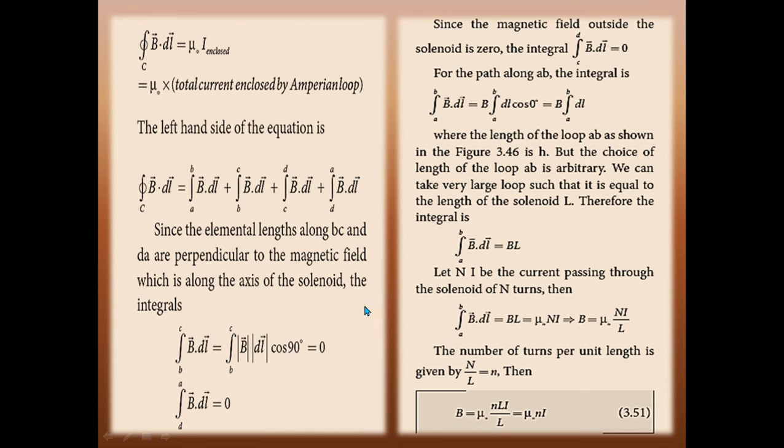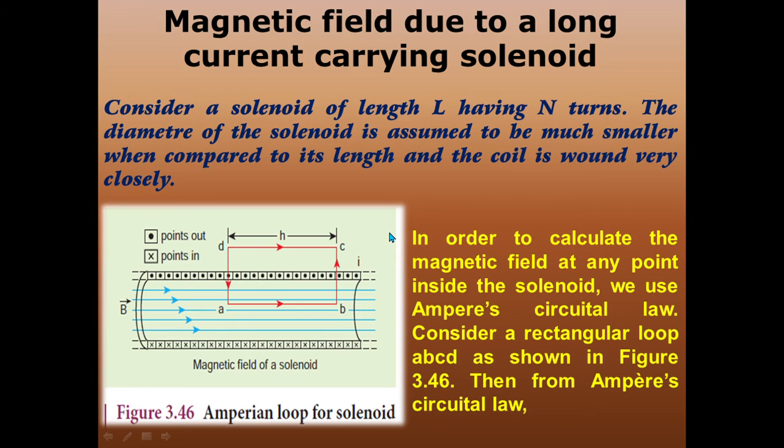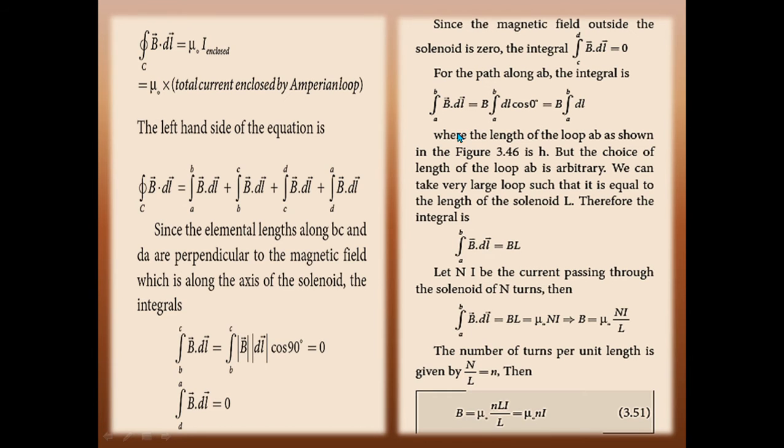The magnetic field outside the solenoid, which is the CD part, is zero. So since the magnetic field outside the solenoid is 0, the integral C to D, B vector dot dl vector is equal to 0.